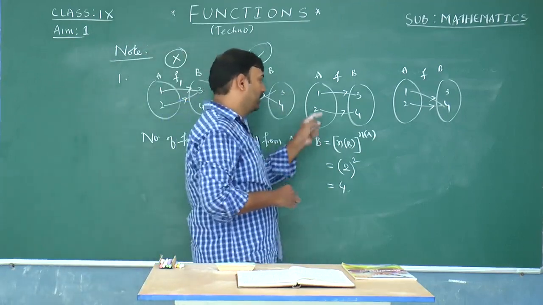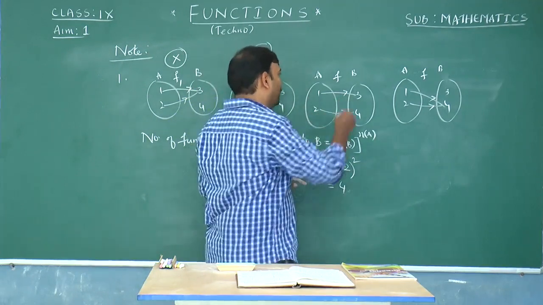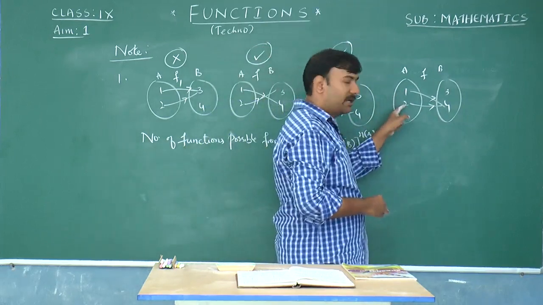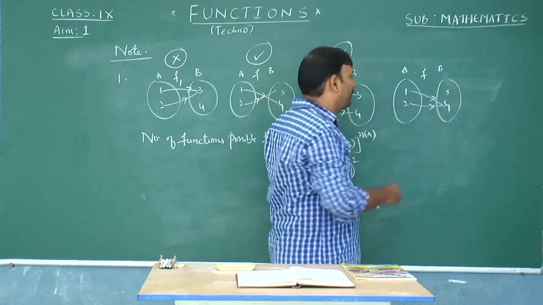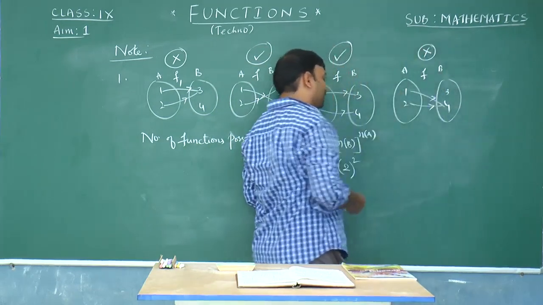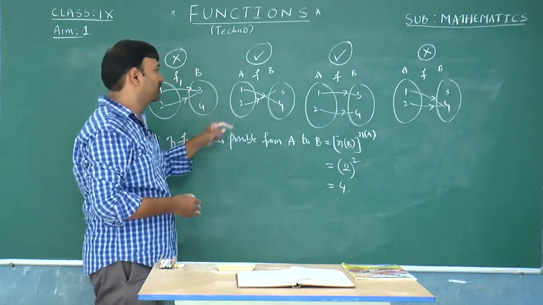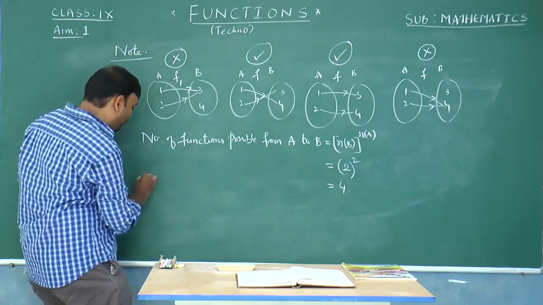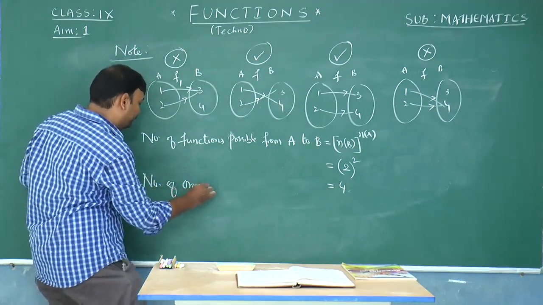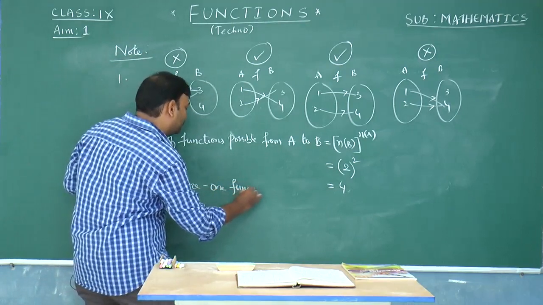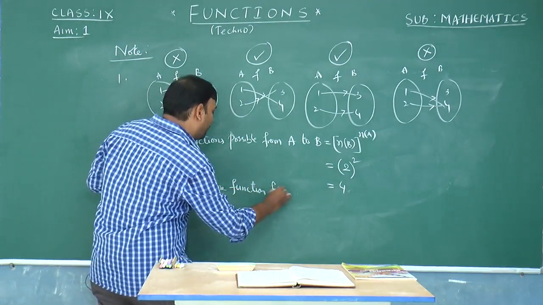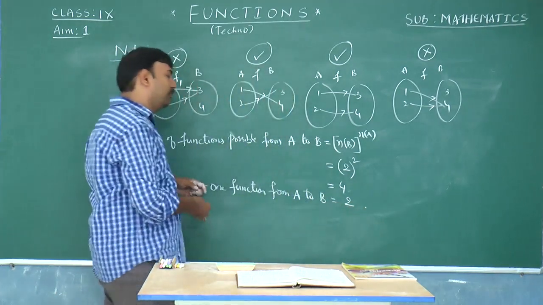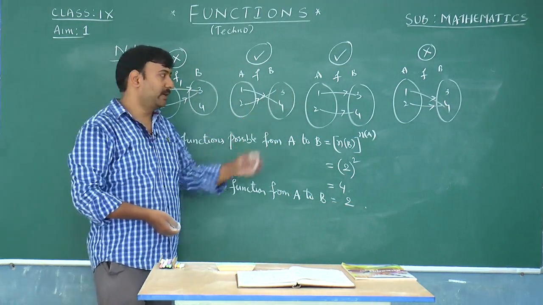And in the third case, distinct elements are having distinct images, therefore this is also a one-to-one function. And in the fourth case, distinct elements are having the same image, therefore this function is not a one-to-one function. So, out of these 4 functions, only 2 functions became one-to-one functions. So, the number of one-to-one functions from set A to set B is equal to 2. I have given you the total number of one-to-one functions in this example, which is 2.